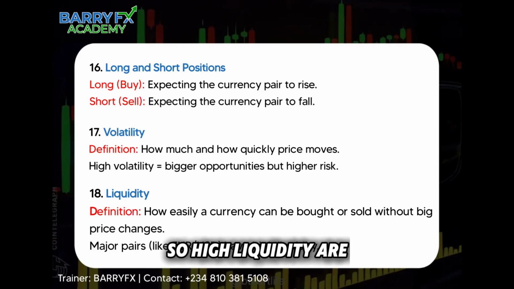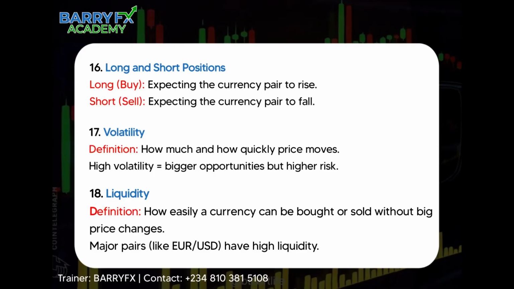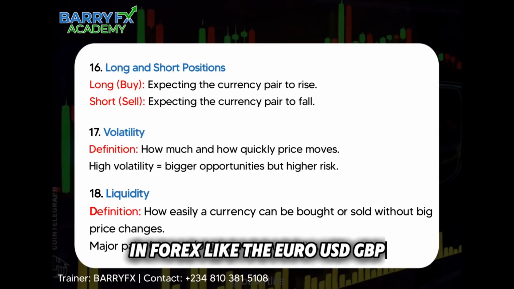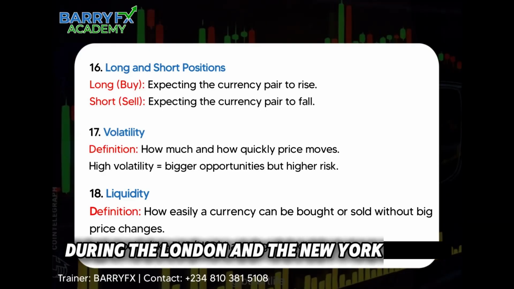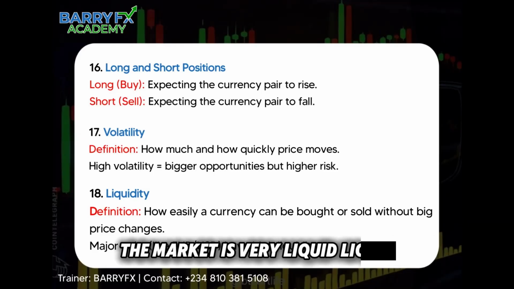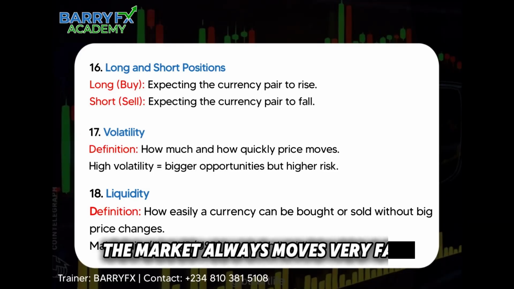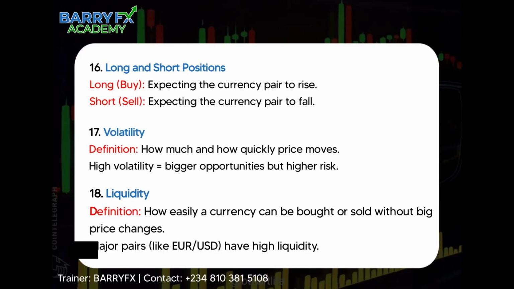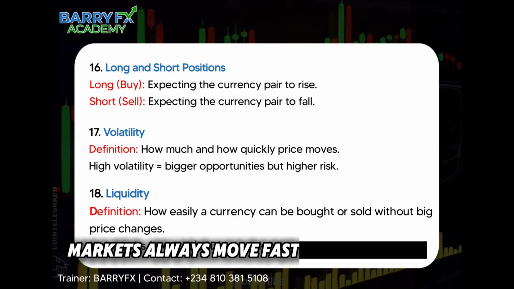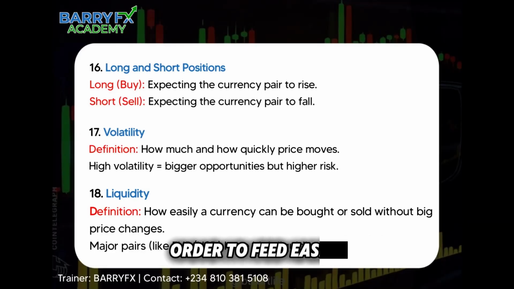So high liquidity means many buyers and sellers in the market, common in major currency pairs. They are mostly in major currency pairs in Forex, like EUR/USD, GBP/USD, USD/JPY, and so on. During the London and New York sessions, the market is very liquid and always moves very fast, just like I said about volatility. Markets move fast and smoothly, and orders fill easily.